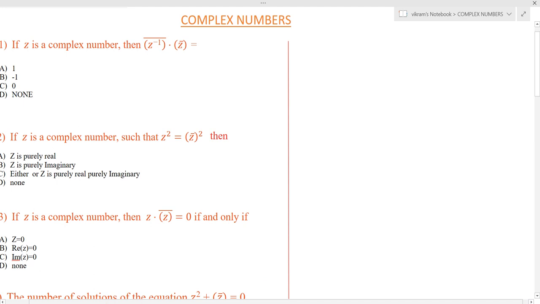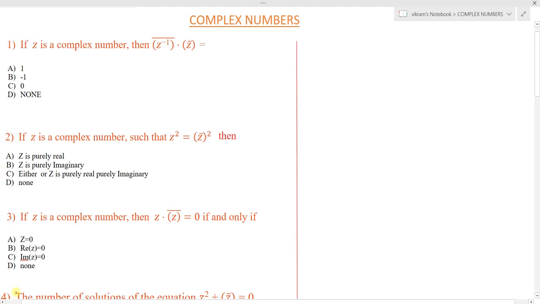Okay, so the first question: if z is a complex number, then z inverse conjugate into z conjugate. Please pause the video and try to solve it. If you are able to solve it, check your answer, and continue the video.